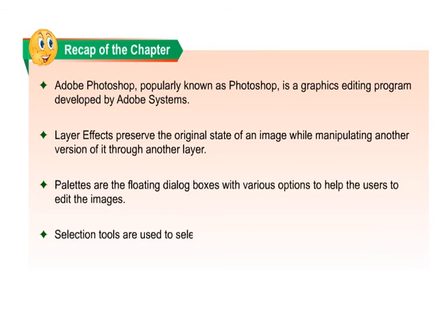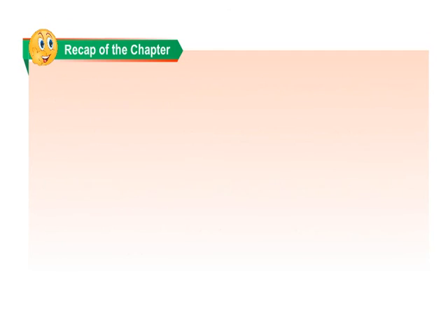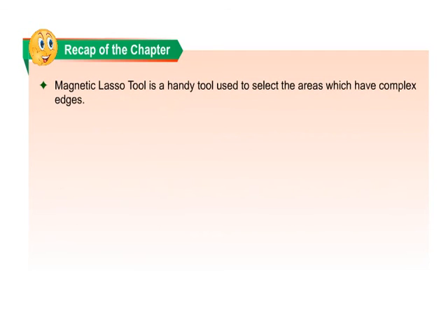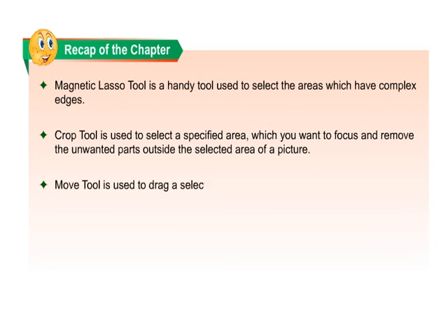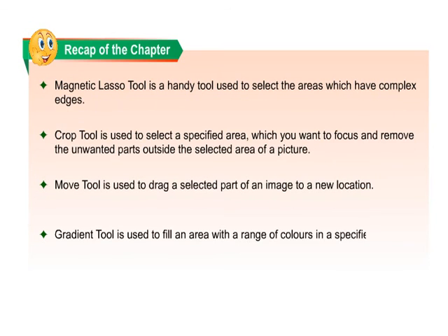Selection tools are used to select an image or any part of it to perform cut, copy, edit or retouching operations. Magnetic Lasso Tool is a handy tool used to select the area which have complex edges. Crop Tool is used to select a specified area which you want to focus and remove the unwanted parts outside the selected area of a picture. Move Tool is used to drag a selected part of an image to a new location. Gradient Tool is used to fill an area with a range of colors in a specified pattern.